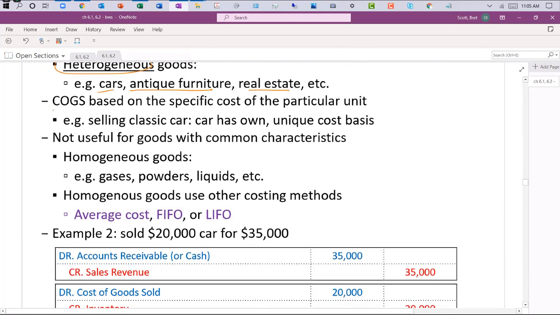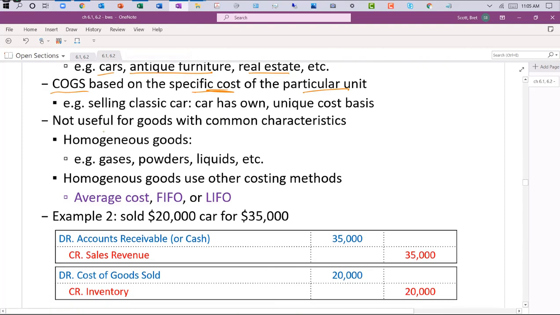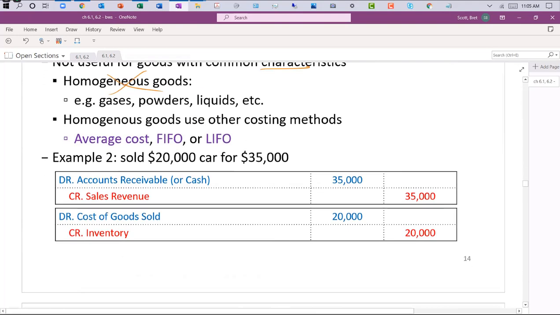So the cost of goods sold in the specific identification is going to be based on the specific cost that's attached to the particular unit. So imagine that a car will have its own price, its own cost tag to it. That's what we're talking about for specific identification. So selling a classic car has its own unique cost. It's not useful for goods with common characteristics. So we don't want to do this for homogeneous goods. So for those homogeneous goods, we'll talk about these other methods, how we can use those.